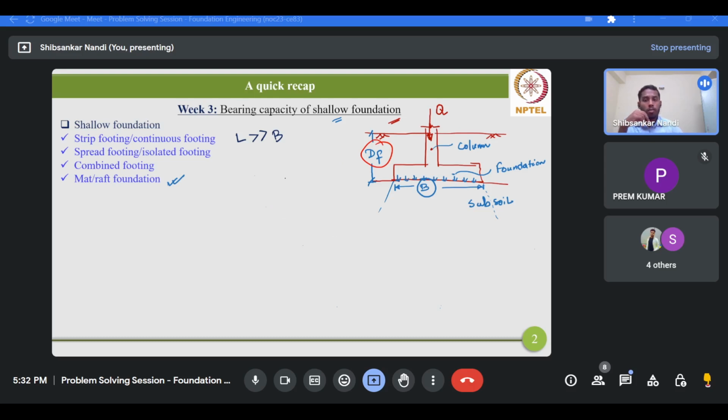Then spread footing or isolated footing, so it will basically be for an individual column or two columns, then combined for more than one, and mat or raft foundation. So it is a continuous slab or footing, which will basically support the entire structure.